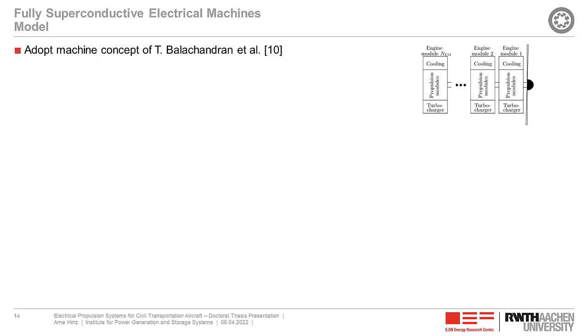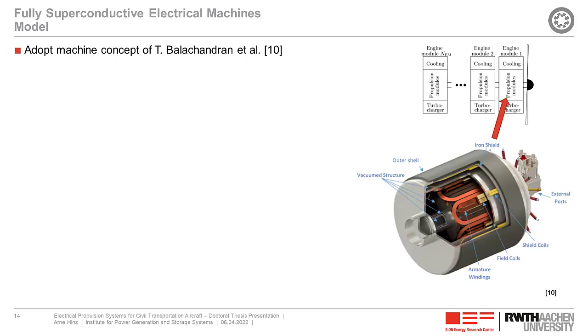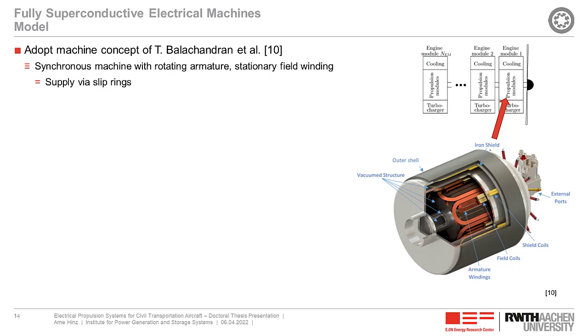And for this, we adopt the machine concept of Mr. Balachandran et al. from the University of Illinois. The machine is shown here. The authors provide a machine, which is actually a synchronous machine with a rotating armature and a stationary field winding. It is supplied via slip rings and has a slim iron shield, but no stator iron or rotor iron.